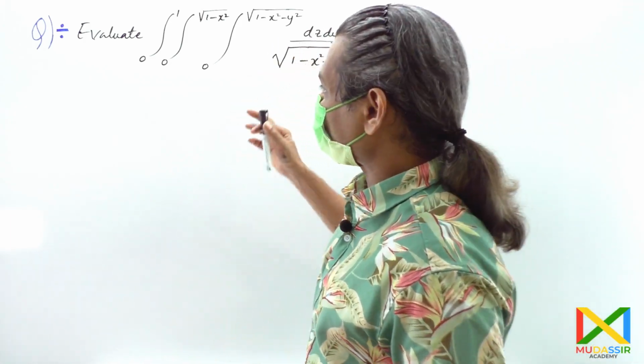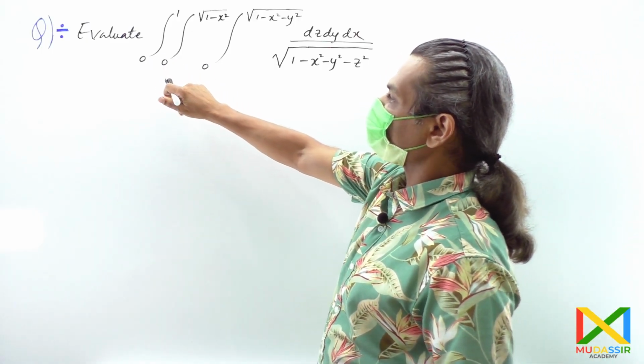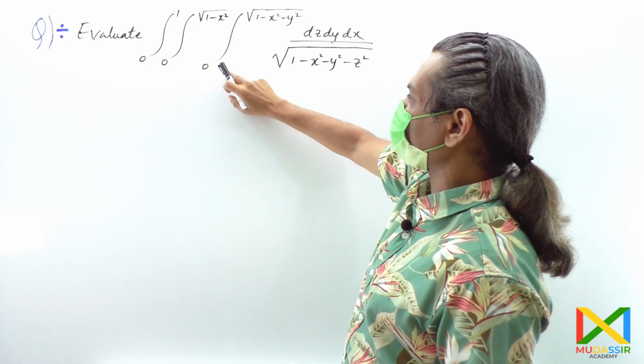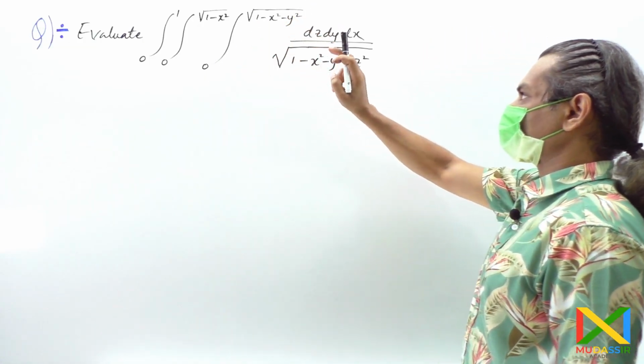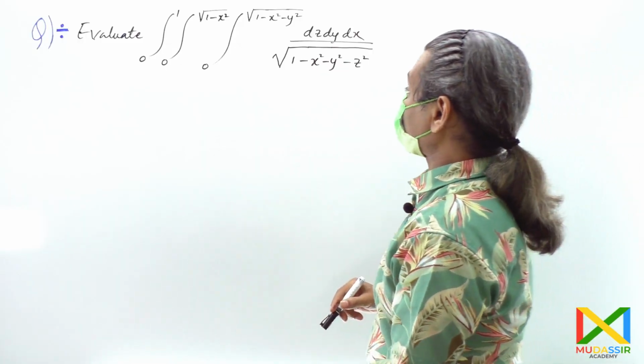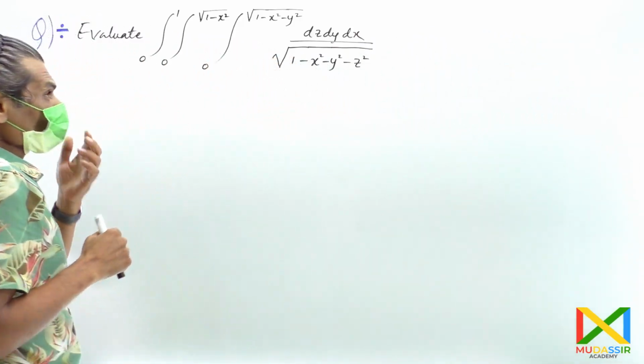Today I am back with one more very interesting problem from triple integrals. The problem is here on the board. It says evaluate integral 0 to 1, integral 0 to root 1 minus x square, integral 0 to root 1 minus x square minus y square, dx dy dz over root of 1 minus x square minus y square minus z square. So let's solve this problem here now.